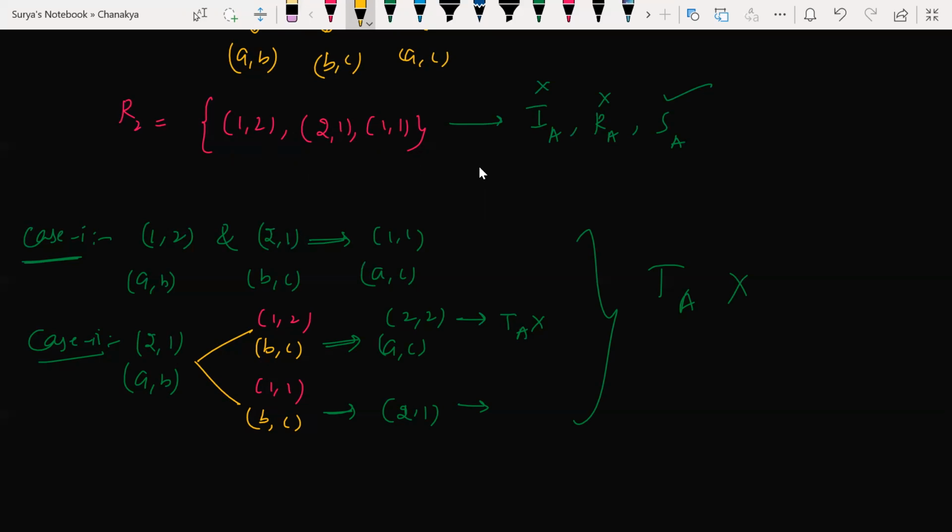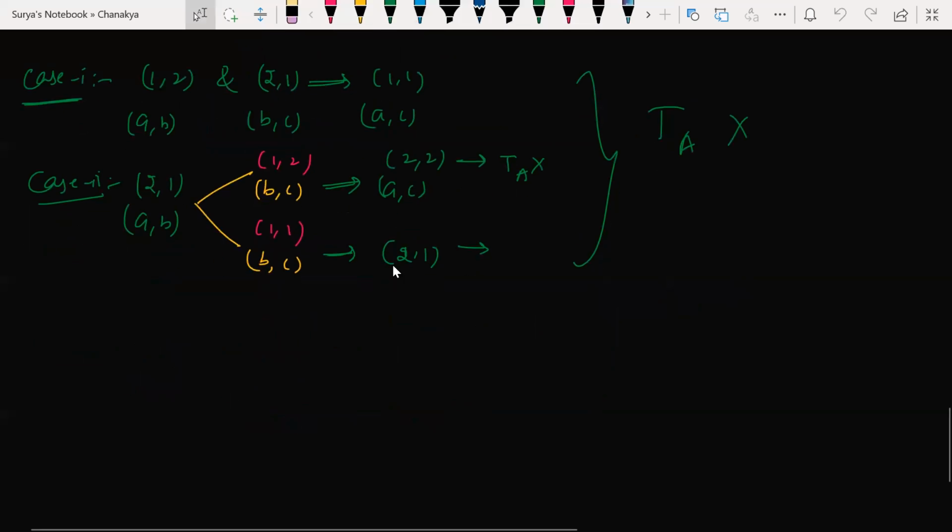All reflexive relations? No, no. Need not be. Maybe, may not be. Look at this here, beta. All reflexive relations are not symmetric, beta. All identity relations are reflexive, but not all reflexive relations are symmetric. Understood?